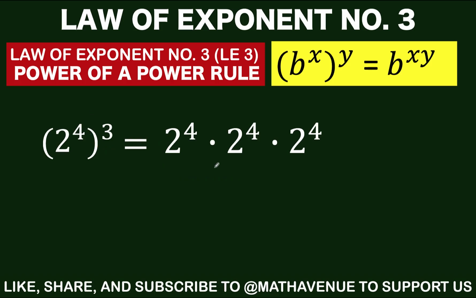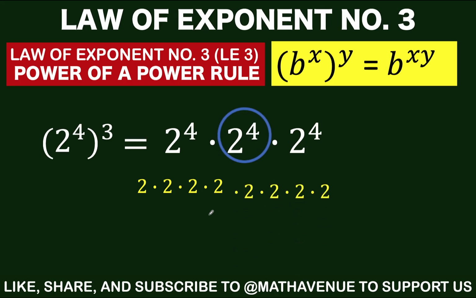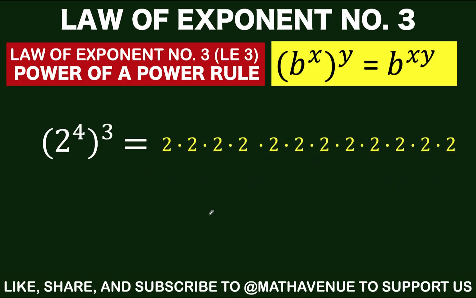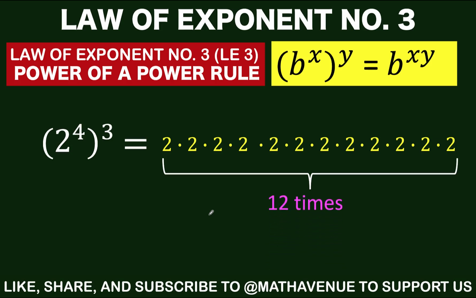Now, if we go back to our law of exponent number 1, this 2 to the fourth means you multiply the base 2 4 times. This other 2 to the fourth means you multiply the base 2 4 times. The same thing with the last one. And how many 2's do we multiply all together? There are 12. So the shortcut way of writing this is to write an exponent: 2 raised to the 12th.